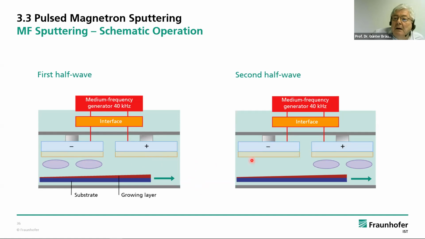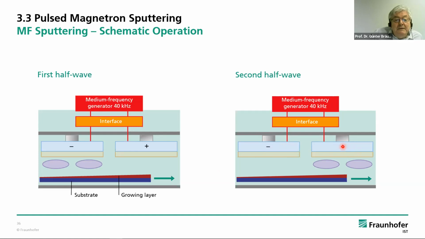Pardon? Here we mix the signs. This must be plus, and this must be minus. I see. Sorry. Of course, in the right part, the left one is the anode, and the right one is the cathode. So you switch just the plasma between these two electrodes, and this turned out to be very successful.